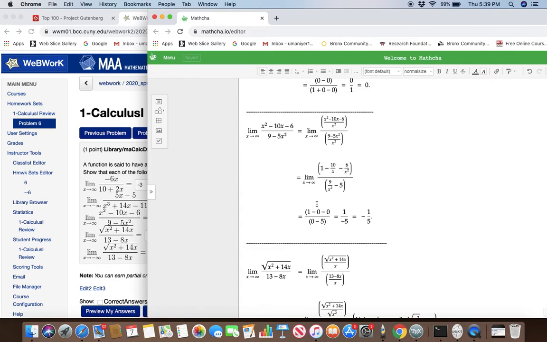So 1 minus 0 minus 0 over 0 minus 5. So 1 upstairs. Let me close the numerator. Okay, 1 upstairs and negative 5 downstairs. Positive over negative is an overall negative. Negative 1/5.